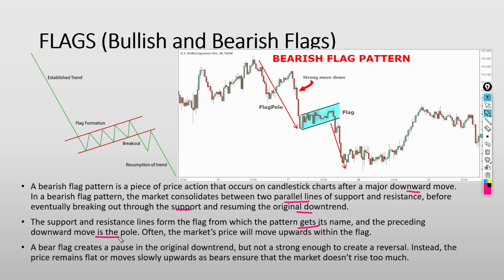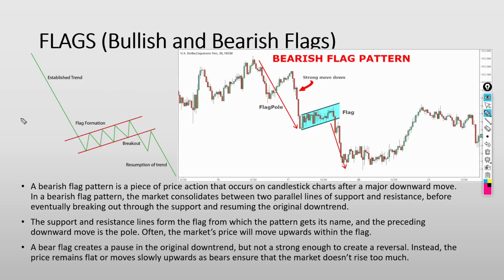The support and resistance lines form the flag, and the pattern gets its name. The preceding downward move is the pole, and then the market price moves upwards in the flag. Bear flags create a pause in the original downtrend, but are not strong enough to create a reversal. Instead, the price remains flat or moves slowly as bears ensure that the price does not rise too much. Okay, so we are saying that the price is in a downtrend. It creates a consolidation, but this consolidation is in the opposite of the current market trend.